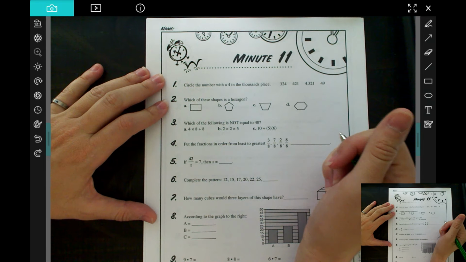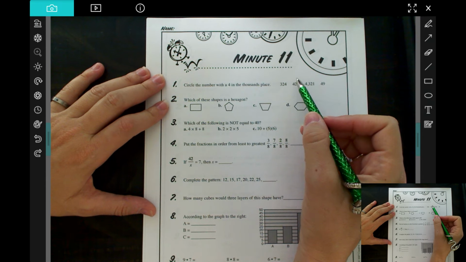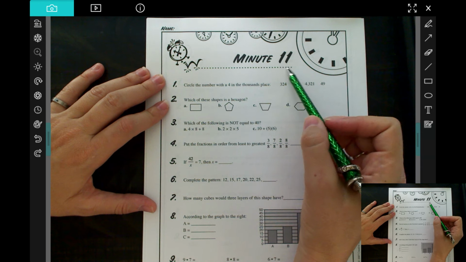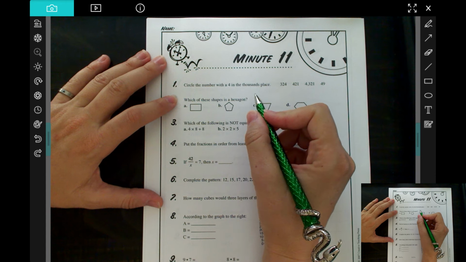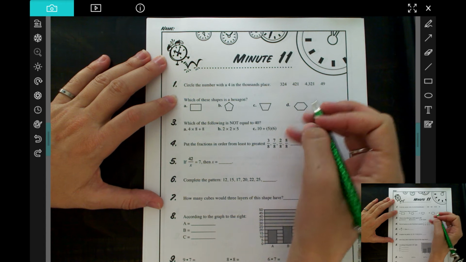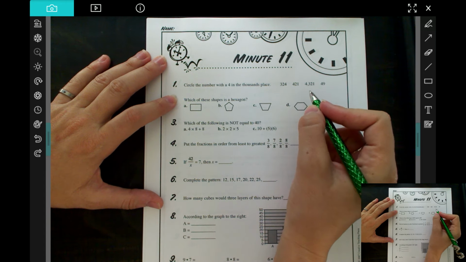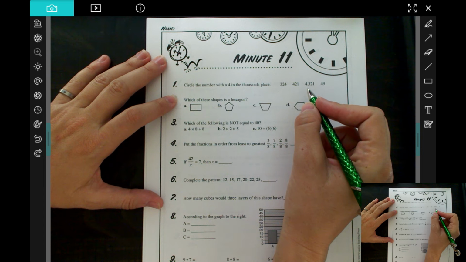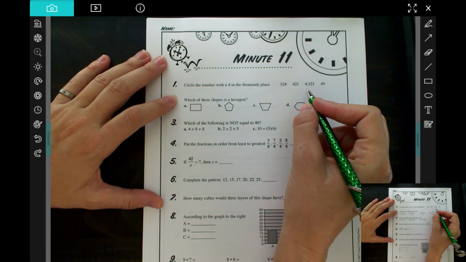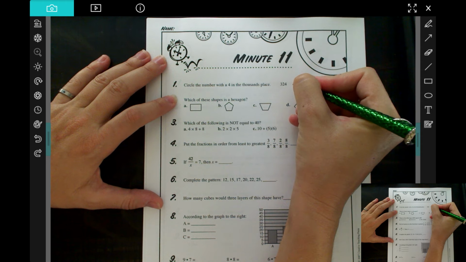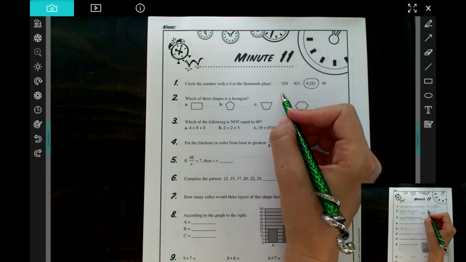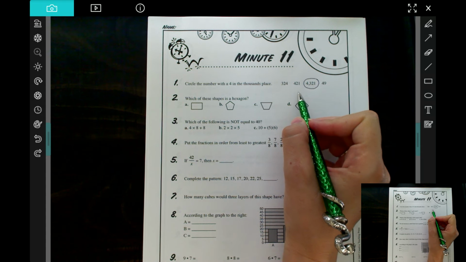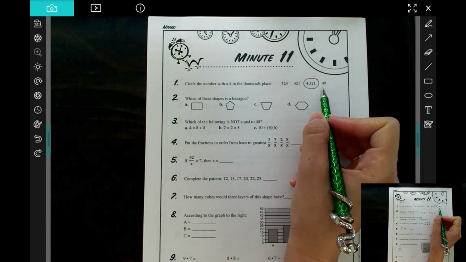So here we go. It's Wacky Wednesday, which just goes right along with the fact that her zoom's going on in the background. This is Math Minute number 11, and here we go. Circle the number with a 4 in the thousands place. There's only one number here that even has a thousands place visible, and that's this number right here, 4,321. Otherwise, you have 324, 421, and 49.